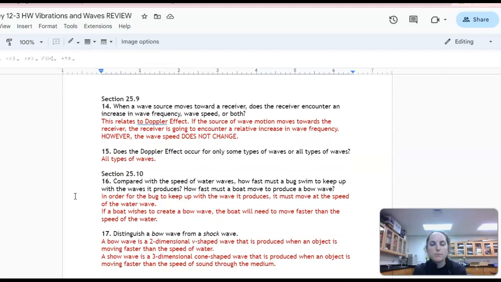Number 15, does the Doppler effect occur for only some types of waves or all types of waves? It's going to be all types of waves. Again, we're going to see it more next cycle with sound and light.